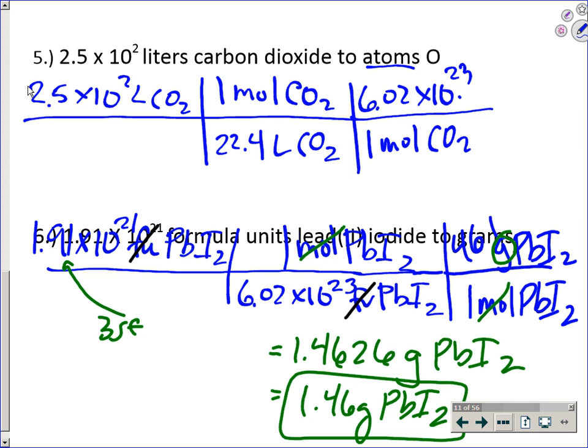Okay, and that would be what style of particle? Remember, particles come in 3 flavors. Molecules. So we're going to molecule because it's a covalent compound.